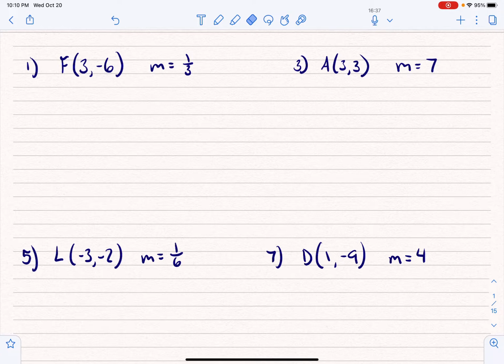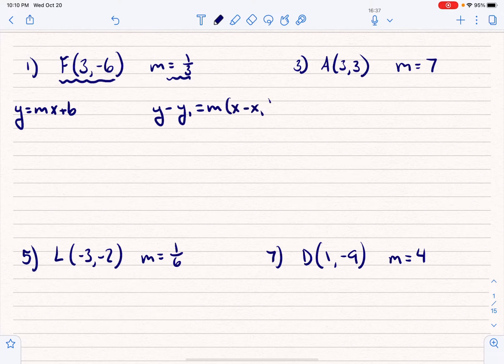So we're going to look at this first one where we have this point, which is 3, -6, and our slope is 1/3. There are two basic ways of doing this. You either probably did y equals mx plus b, or you did y minus y1 equals slope times x minus x1. Either way, you plug in the 1/3 for the slope, and then this is your x and y, or your x1 and y1, depending on if you're using the first or second.